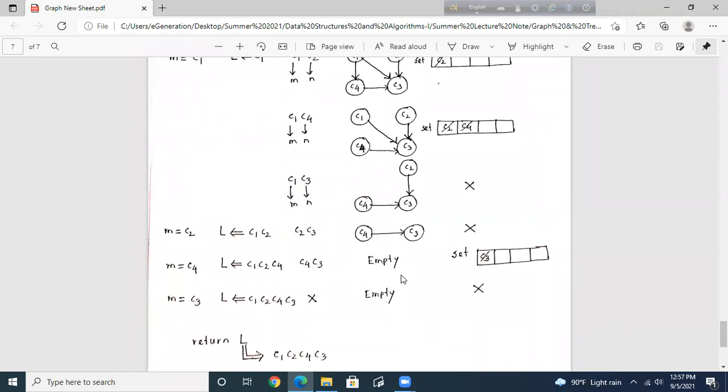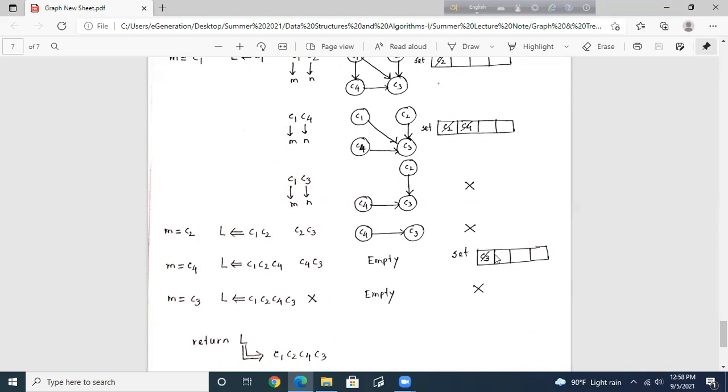Since our graph is empty, dear student, now you have to check whether you can insert C3 into the set: is there any incoming edge towards C3? No, the graph is not available, so there is no incoming edge towards C3. Since there is no incoming edge towards C3, you can write C3 into the set. Now the set contains C3. Again you have to take one element from the set, so I have taken C3 as M and inserted C3 into L. Since our graph is empty, I cannot go from C3 anywhere.